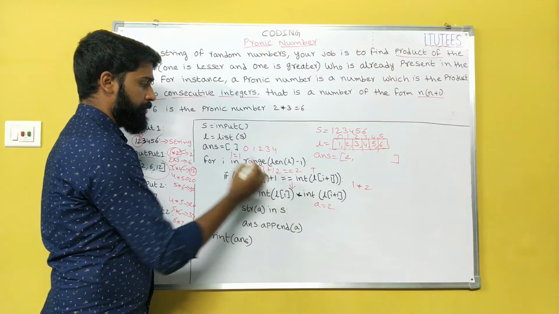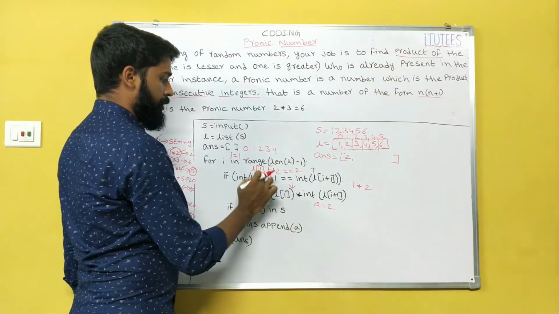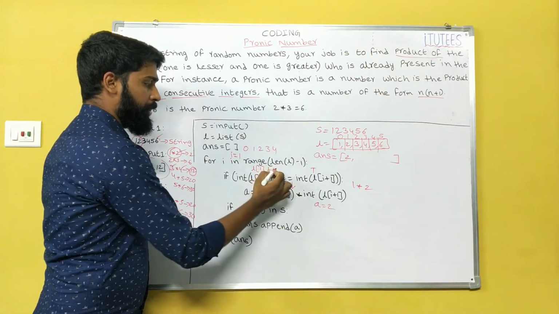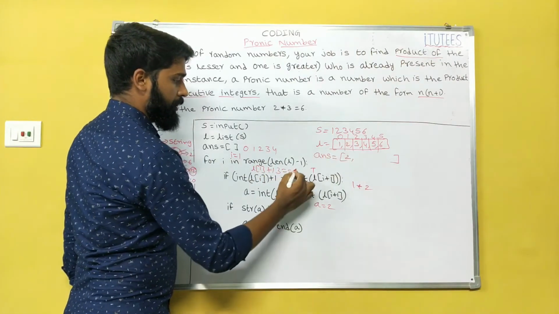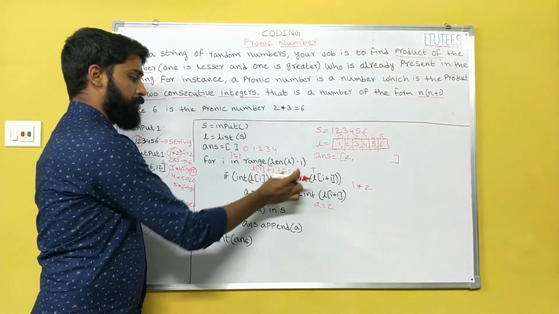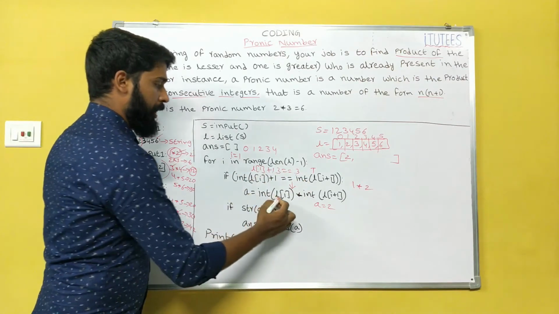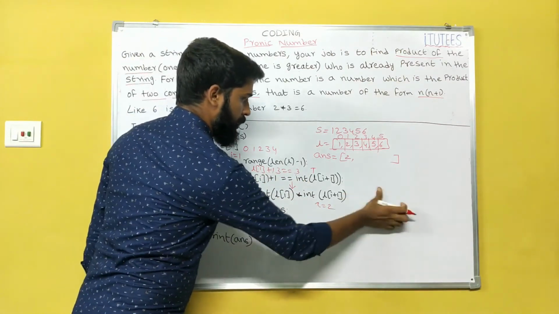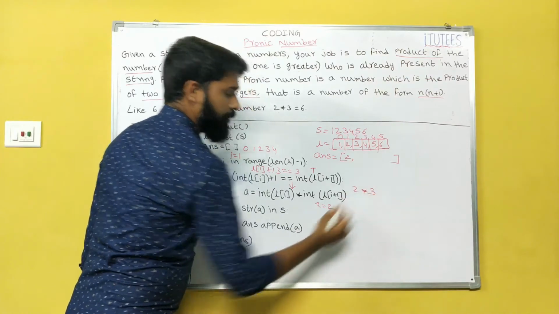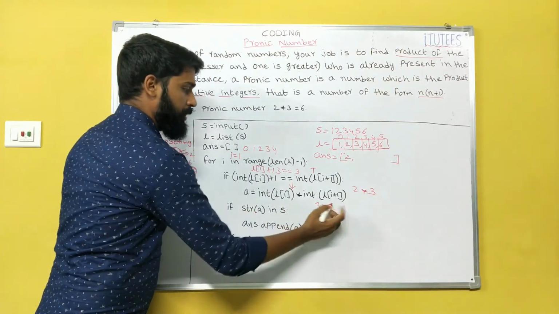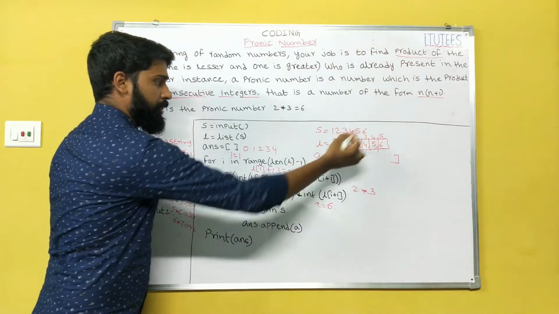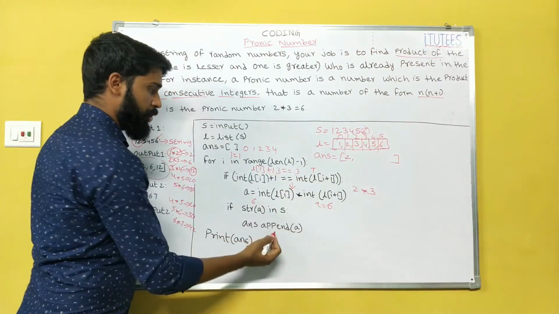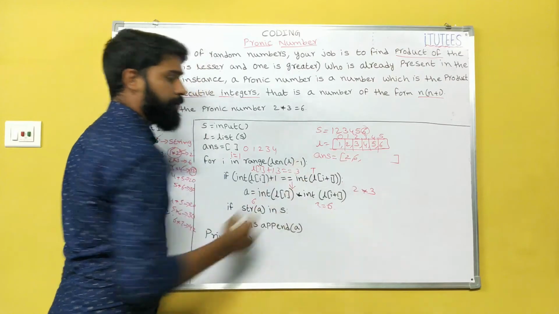In the next iteration, i becomes 1. L of 1 is 2. 2 plus 1 is 3, and the next one is also 3. It is true, so enter into this block. 2 into 3 means 6. Is 6 in S? Yes, 6 is in S. So 6 is appended.